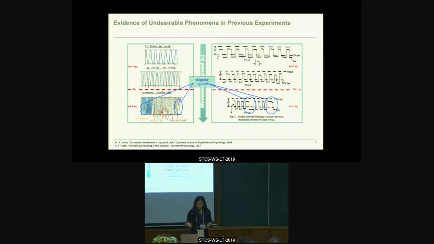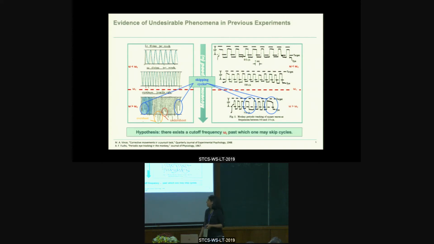And in particular, it appears that as you increase the frequency of the reference signal that you're trying to track, there seems to be this cutoff above which all of these bad things can happen. Okay? So our hypothesis is there exists this cutoff frequency, where one may actually skip cycles. So this entire study was about proving that this exists and actually computing it.